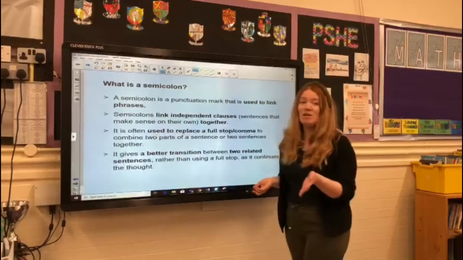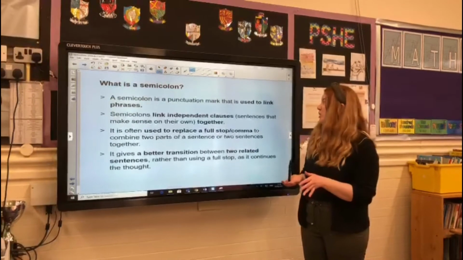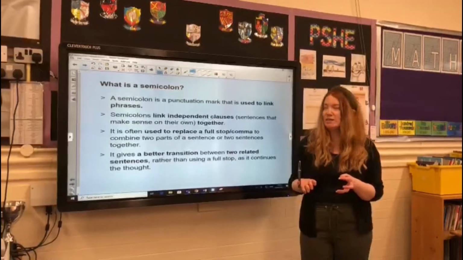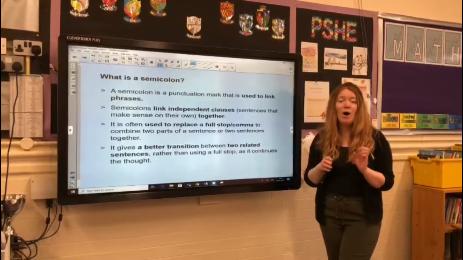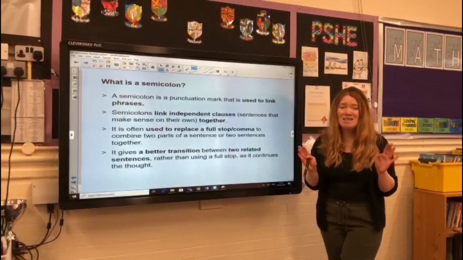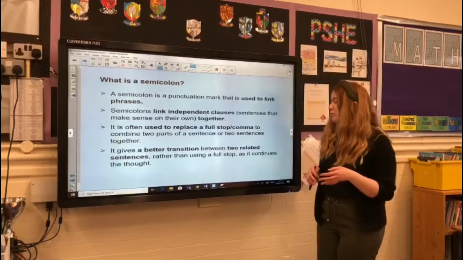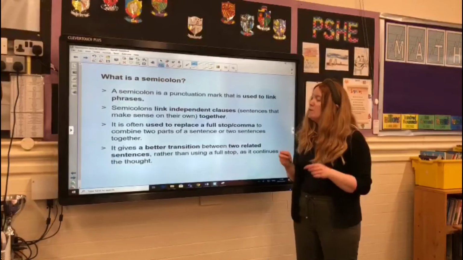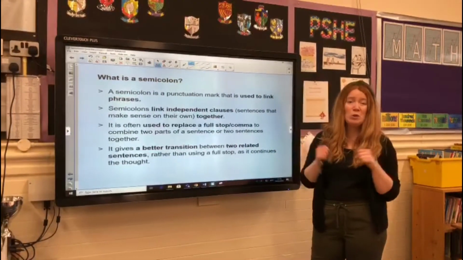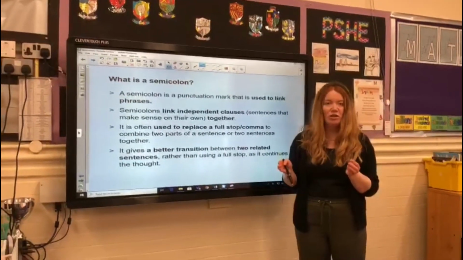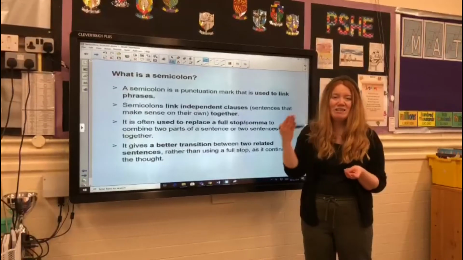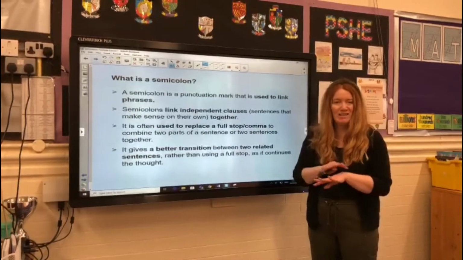So what is a semicolon? A semicolon is a punctuation mark that is used to link phrases. They link two independent clauses, so the sentence after the semicolon and before it makes sense on their own. Often used to replace a full stop or comma to combine two parts of a sentence or two sentences together. And it works better because it makes a nice transition because the thought carries on rather than stopping and being almost like a definite end.